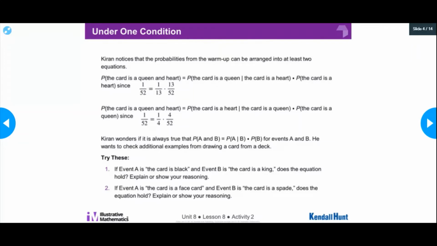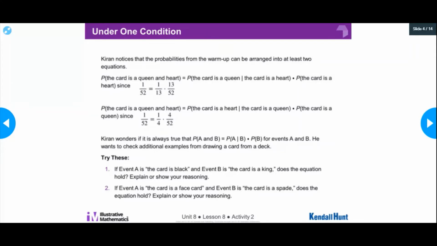You also notice that if you look at the probability of queen and heart, which is 1 out of 52, it's equal to the probability of the card being a heart, given that it's a queen, times the probability of just being a queen, which is 1 out of 52 is equal to 1 out of 4, which was our 4 out of 52. Nope, sorry, that was our 13 out of 52, times 4 out of 52. So if we take the heart-given queen and we multiply it times the probability of getting a queen, we get the probability of a queen and a heart.